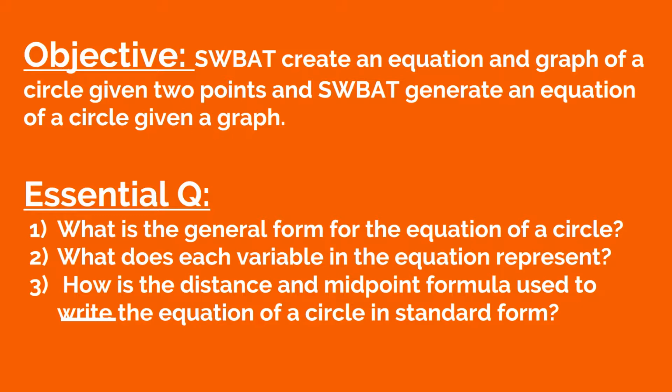Our essential questions all stem from our equation of a circle. So the first is, what is the general form? The second is, what does each part of that formula mean? And 3, how are the distance and midpoint formulas used to create that said equation?